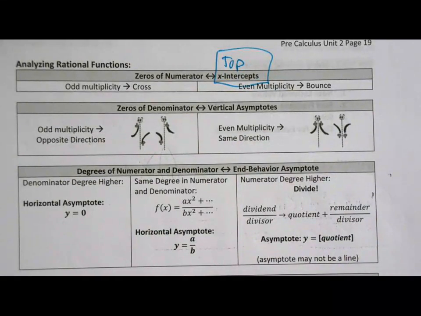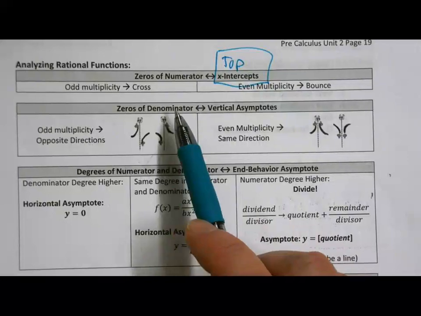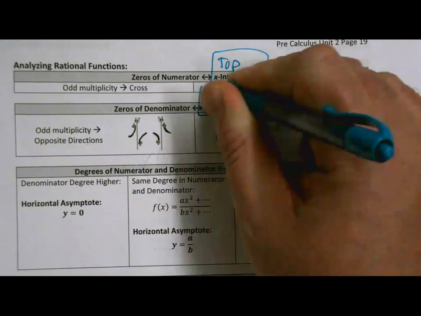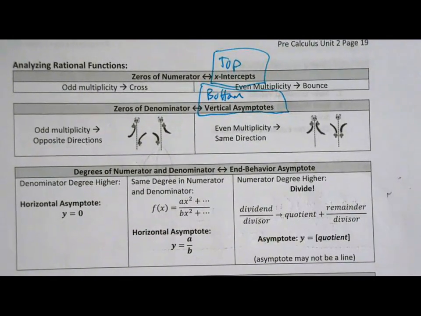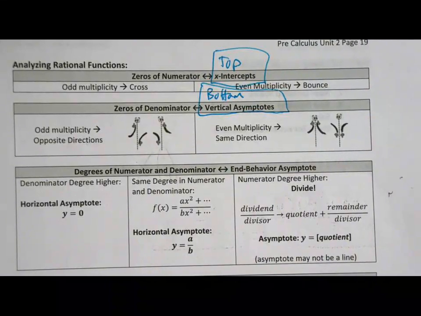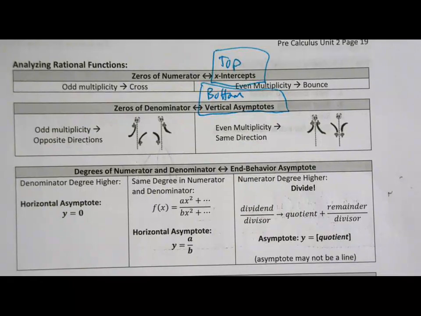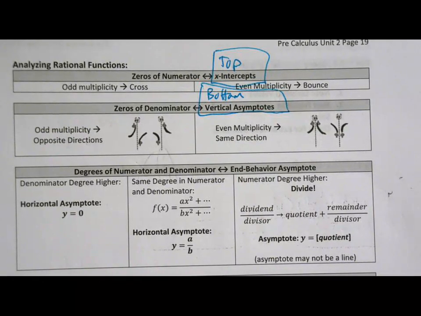It turns out that the denominator, the bottom of the fraction, is going to give us our vertical asymptotes. And there's something that we can predict about the way these vertical asymptotes look based on the multiplicity. But it's not bounce and cross, because we never cross a vertical asymptote. What it's going to be instead is it's going to tell us what that behavior on both sides looks like.